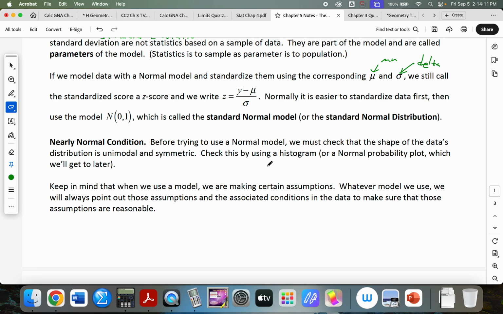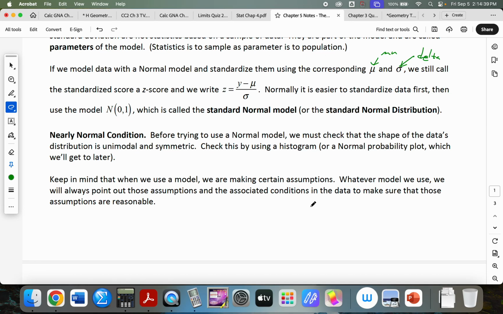Check this with a histogram or a normal probability plot, which we'll get to at the very end of this chapter. So keep in mind that when we use a model, you're making certain assumptions. Whatever model we choose, we will always point out those assumptions and the associated conditions in the data that make those assumptions reasonable. Okay?